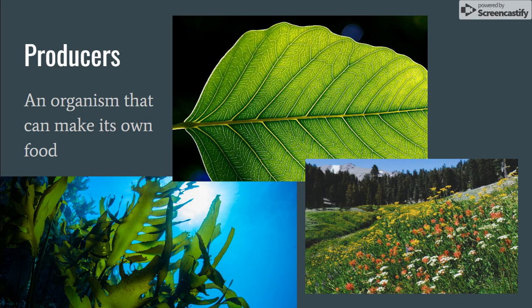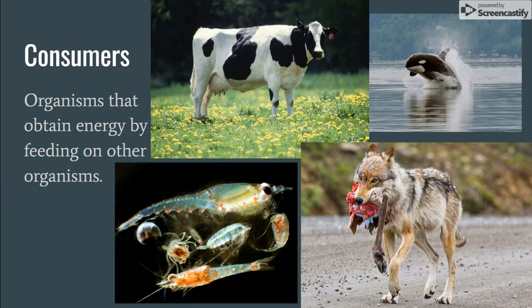Producers can be in the ocean, such as the kelp that you see at the bottom left corner, or they can be trees, flowers. Any kind of plant is a producer. It only needs water, sunlight, and carbon dioxide in order to make its own energy. There are millions of producers in the world. Producers are then eaten by a consumer.